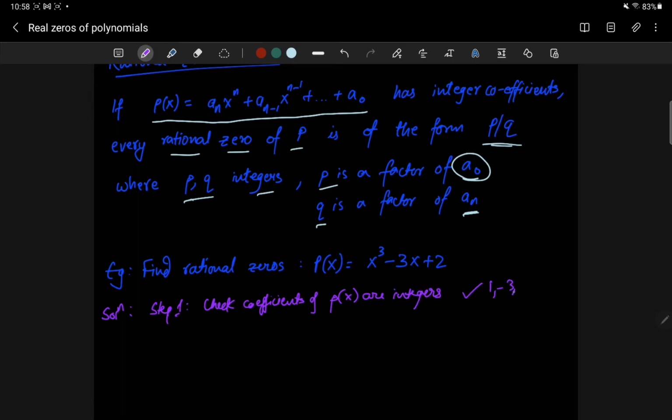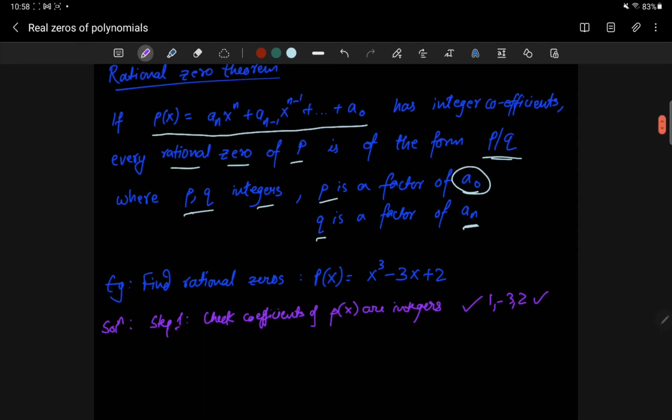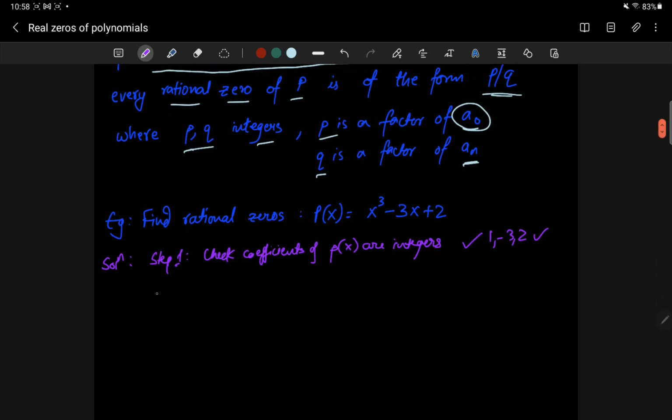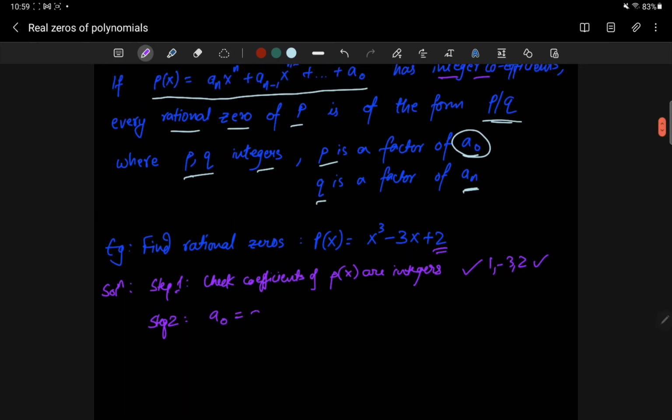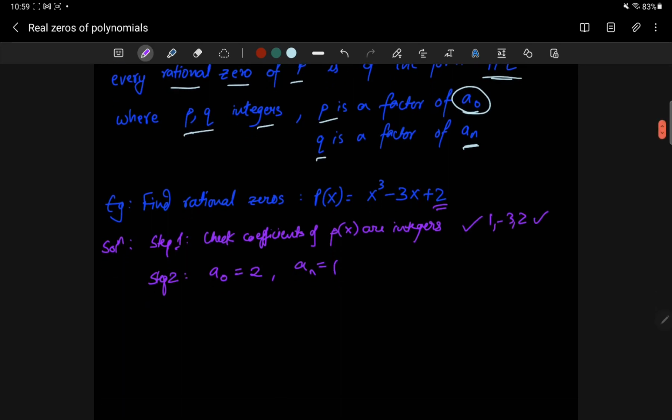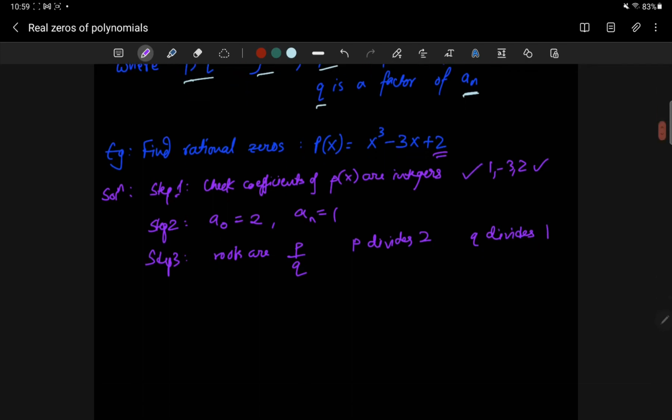Okay, they are 1, -3, and 2, which is good, right? Because this theorem can only be applied if they have integer coefficients. Okay, step 2, a0, which is the constant, is 2. That's the last number, and an is 1. Okay, step 3, so the roots are p over q, where p divides a0 and q divides 1.